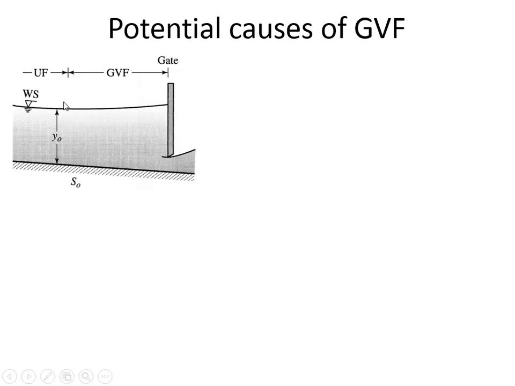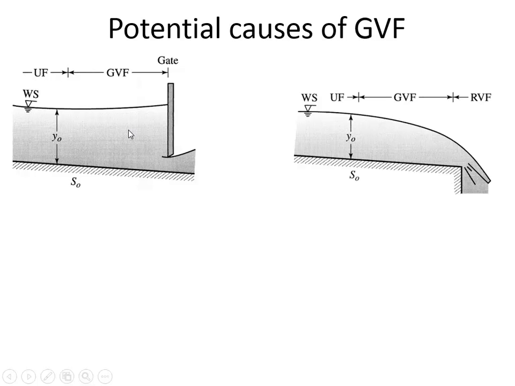So here's the normal depth, and gradually varying flow would be if it's getting deeper because there's some sort of a choke. It could be that there is the broad-crested weir choking flow. Here you can see that a gate has choked the flow, and so since it's getting deeper as the flow depth increases, that's a section of gradually varying flow.